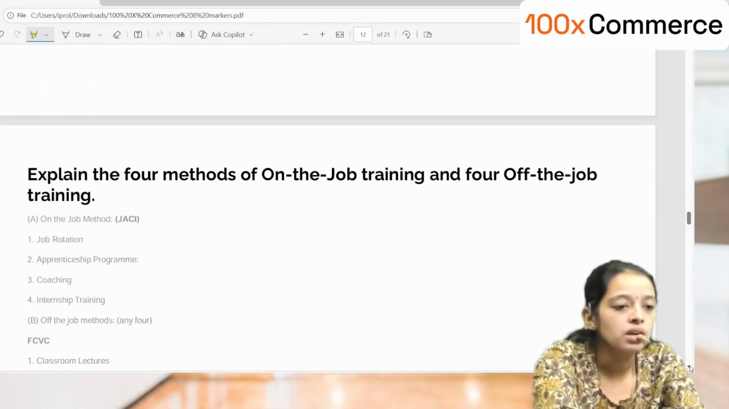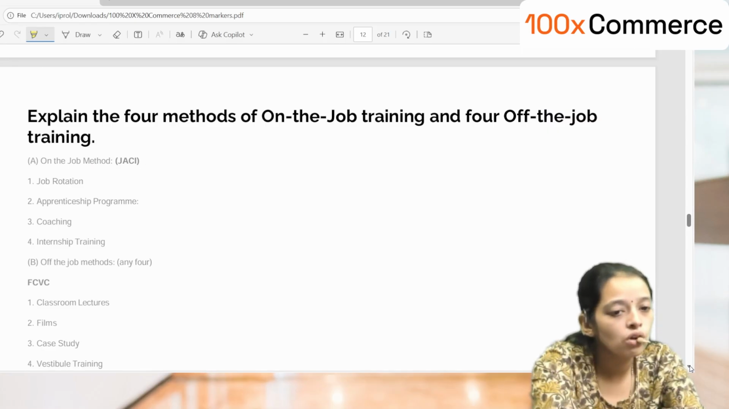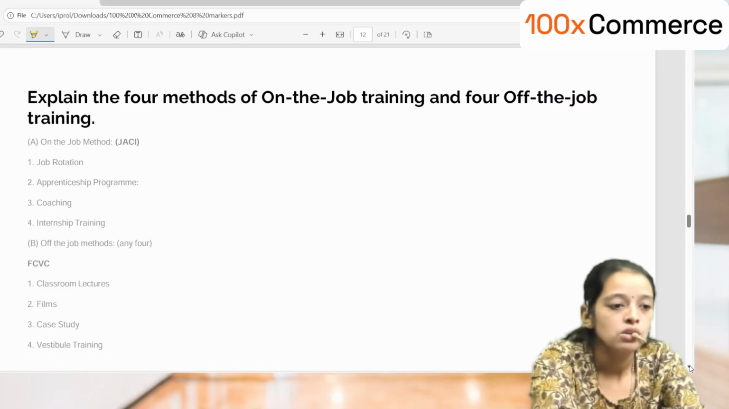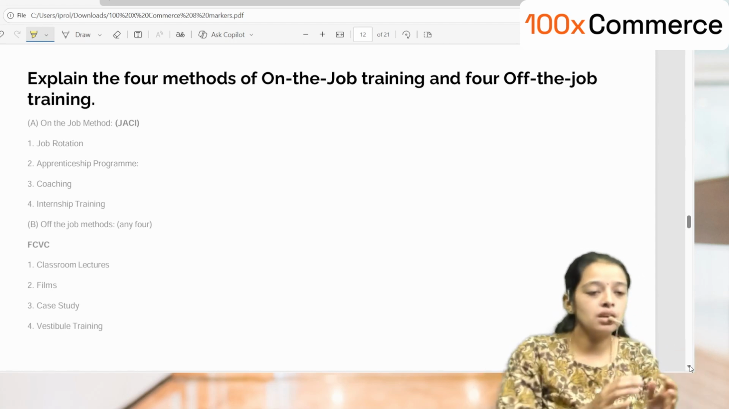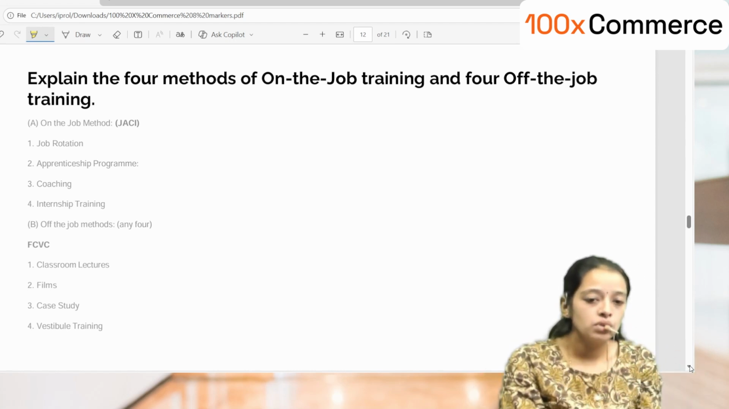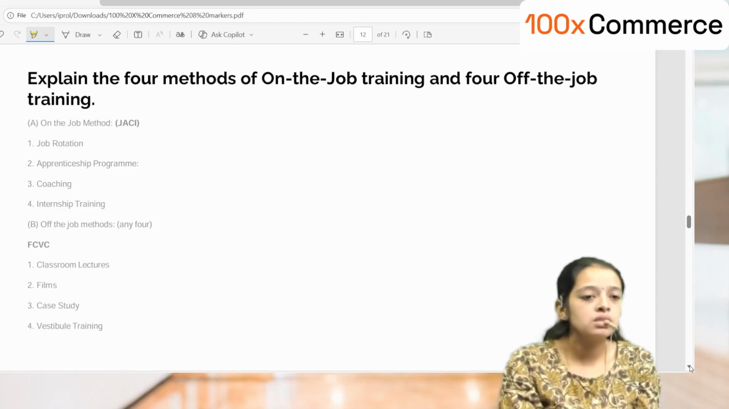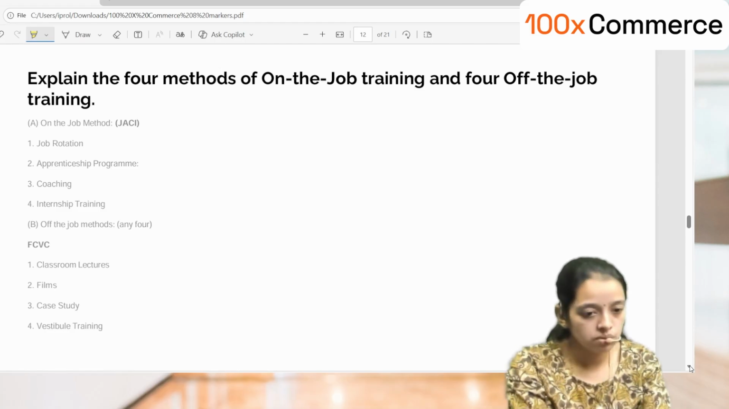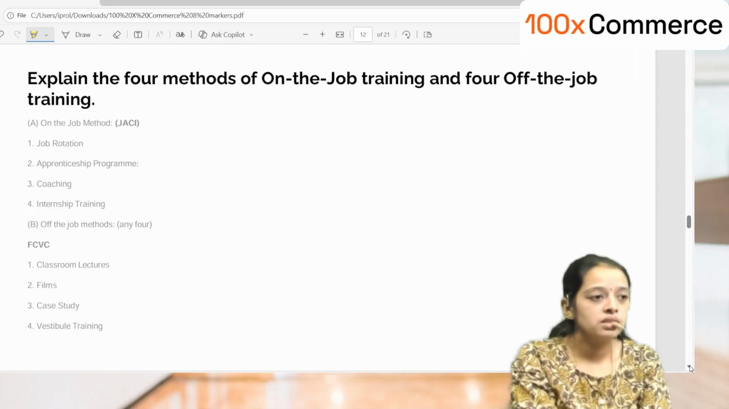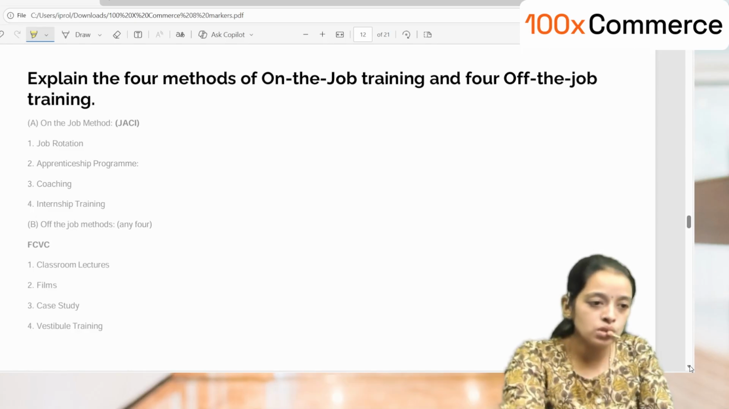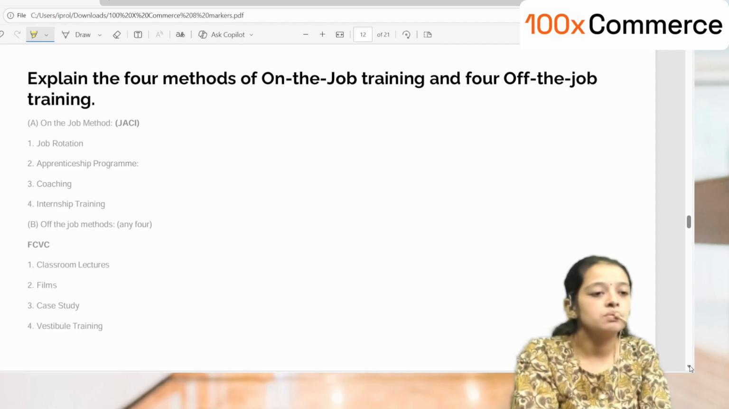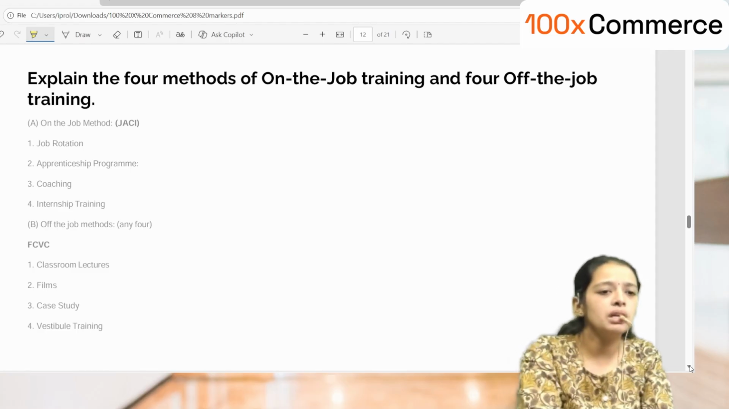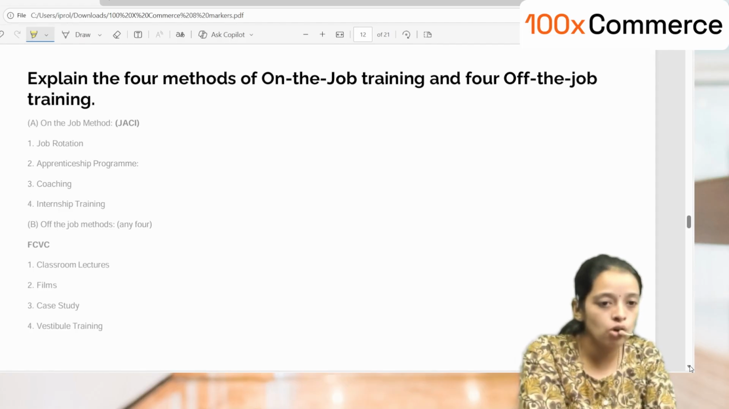Next one, coming to: explain the 4 methods of on-job and off-job training. So let's understand what on-the-job training is. On-the-job training is nothing but being at the workplace only, where the person is going to learn about the job. Say for example, if anyone is posted in the company, being in the work campus only, he will be learning the job slowly. So that is on-the-job.